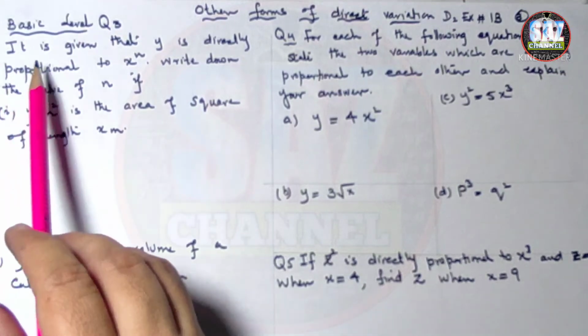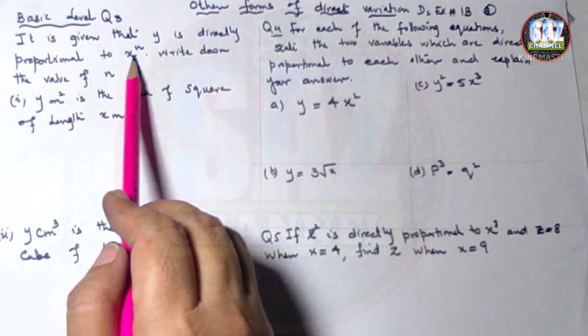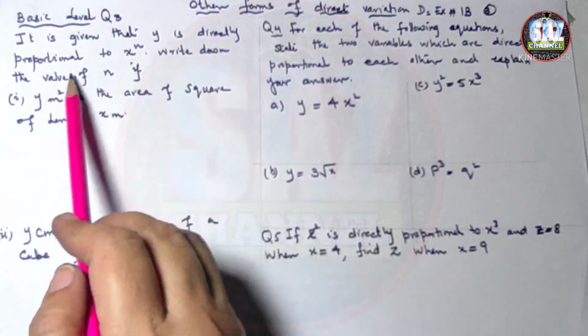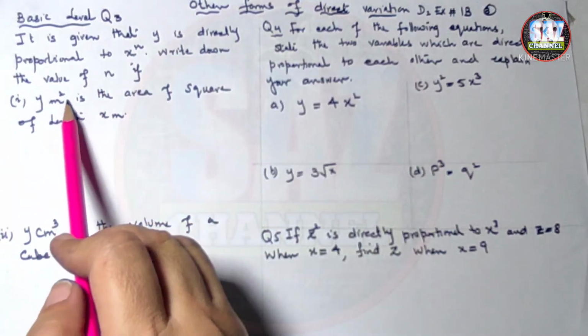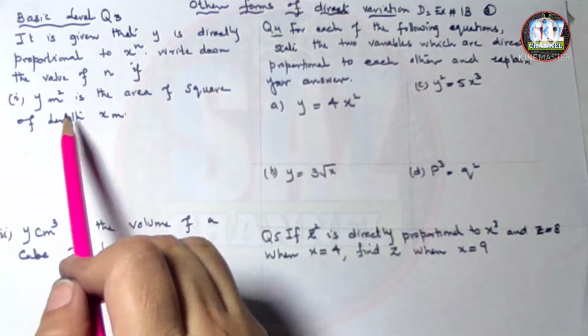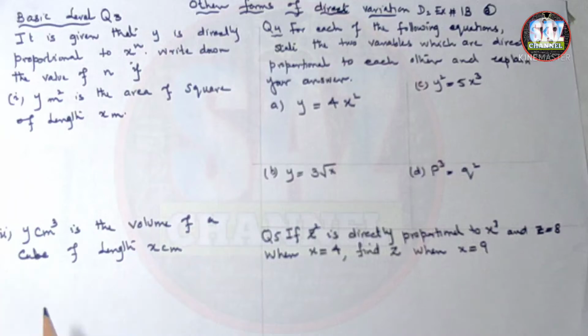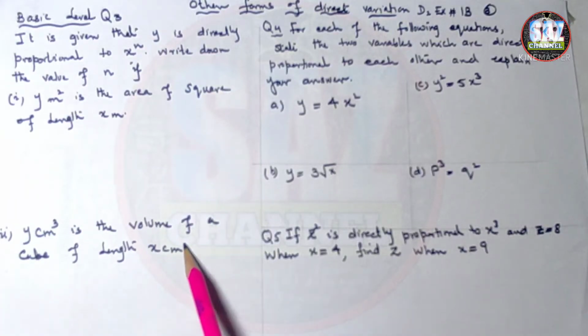Question 3 says, it is given that y is directly proportional to x raised to power of n. Write down the value of n if y meter square is the area of square of length x meters, and the second is y meter cube is the volume of the cube of length x centimeter.